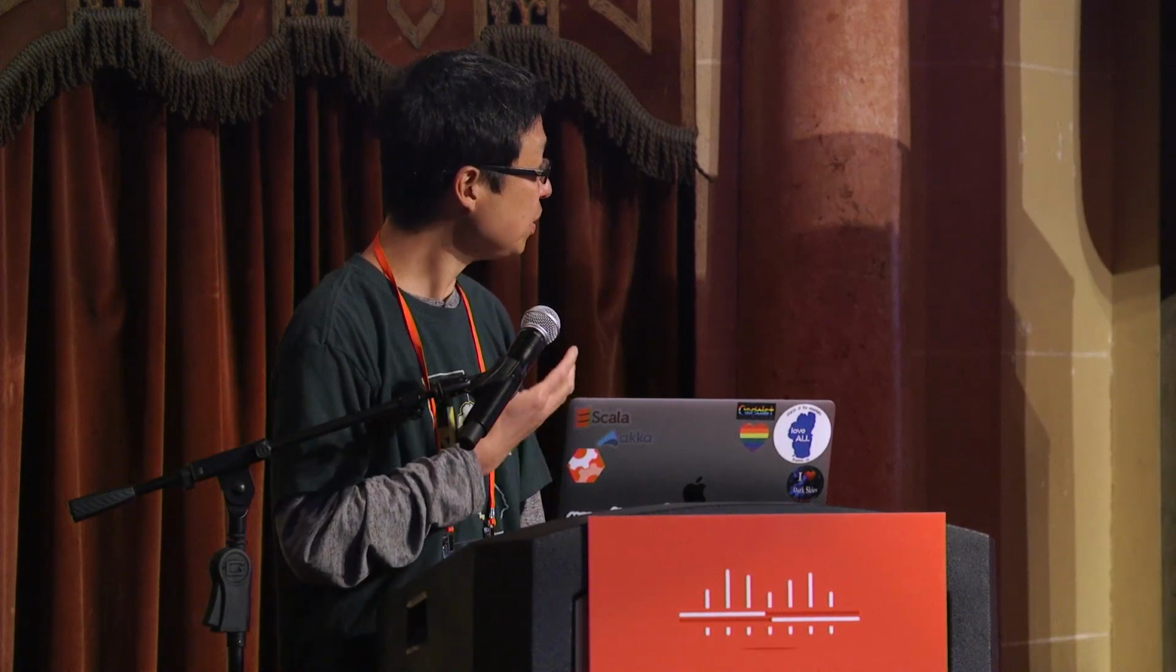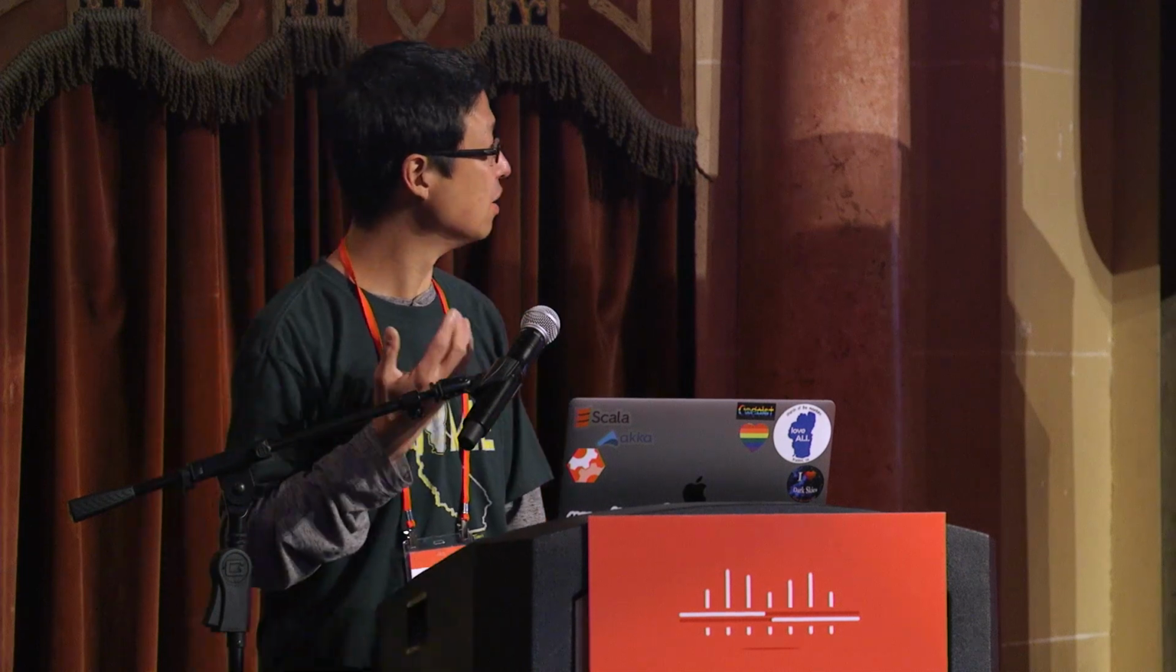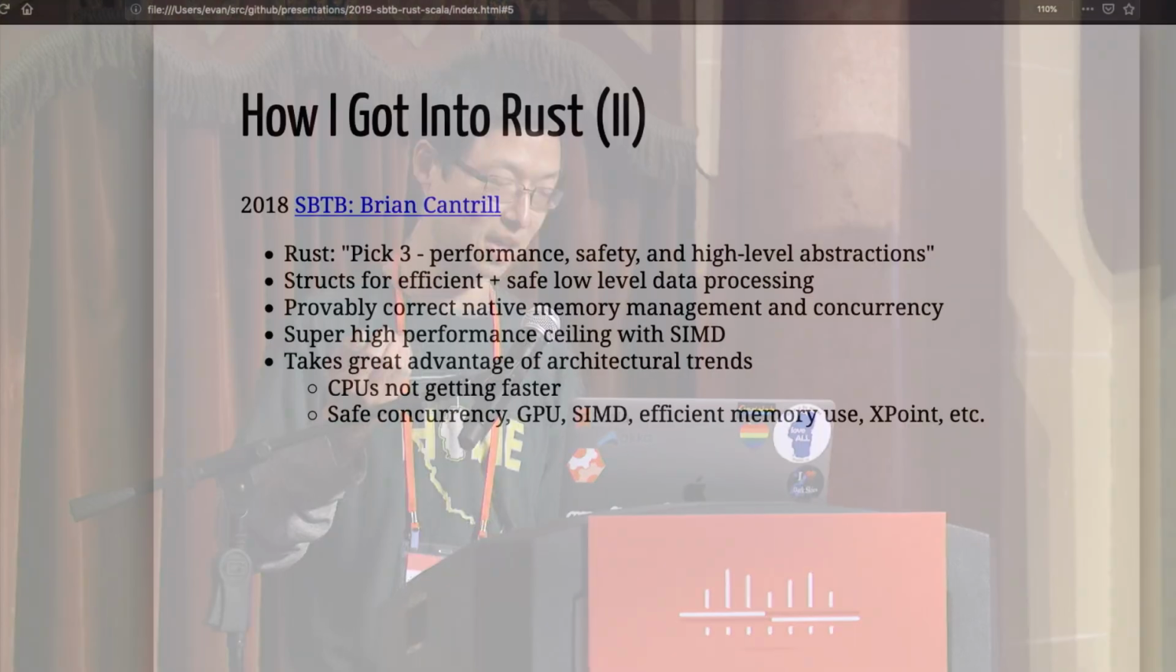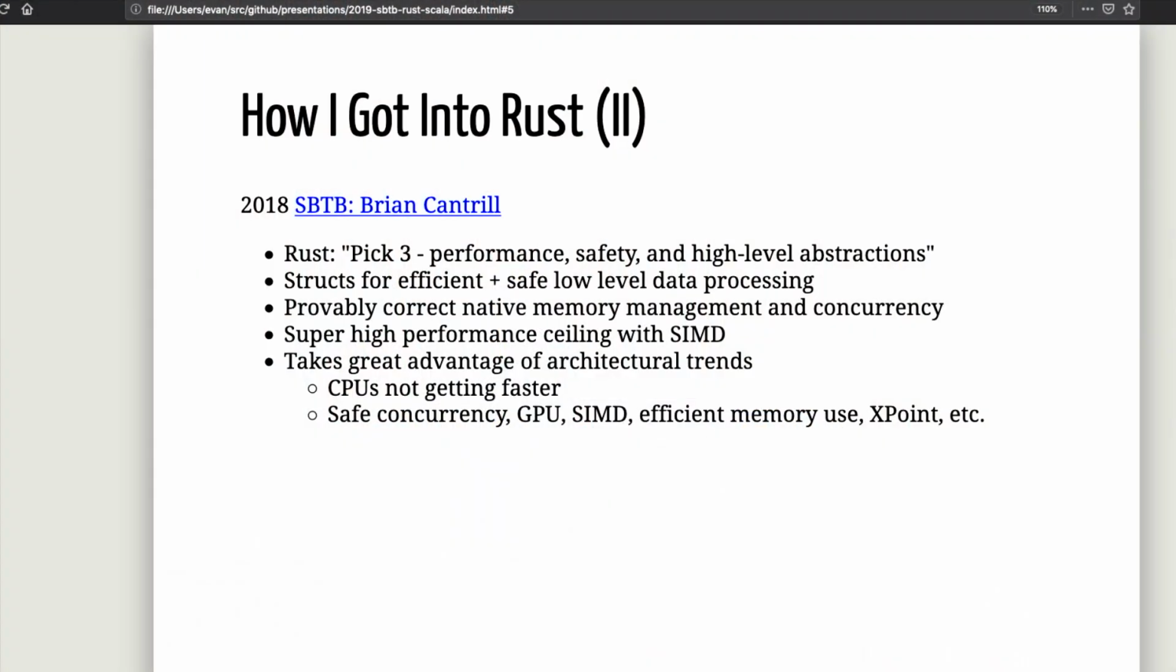And being a native language, you have access to things like structs to allow for good low-level access, which was good. And some of the other things that were really interesting, for one, being able to prove that you have correct memory access. And also, if you look at the architectural trends that are happening, you can see that CPUs are not really getting any faster, right? The overall clock speeds have stayed the same or pretty much started decreasing. So what do you do, right? You have more and more cores. You have to be really good at doing concurrent stuff now.